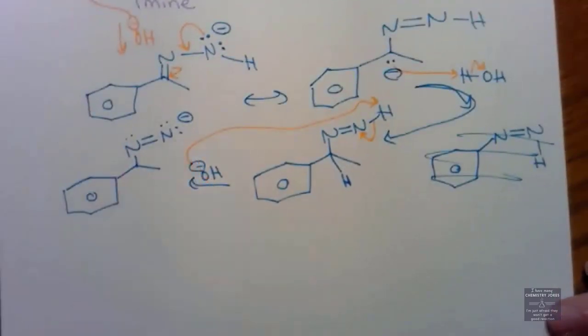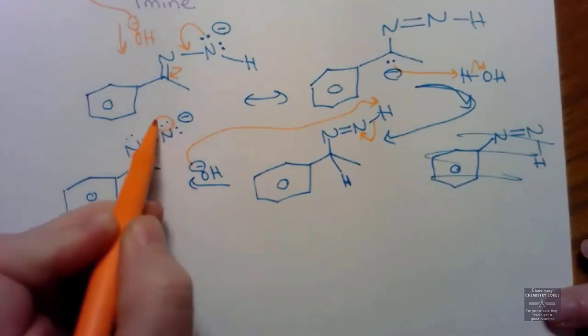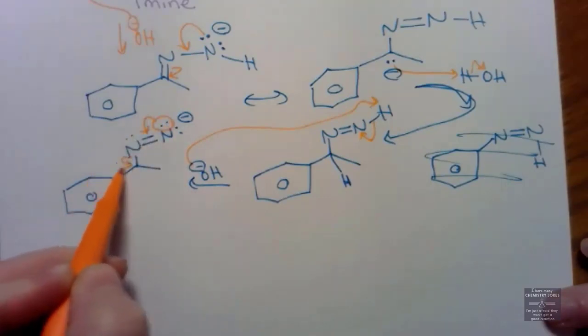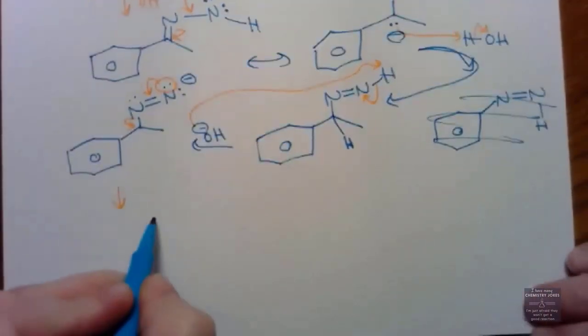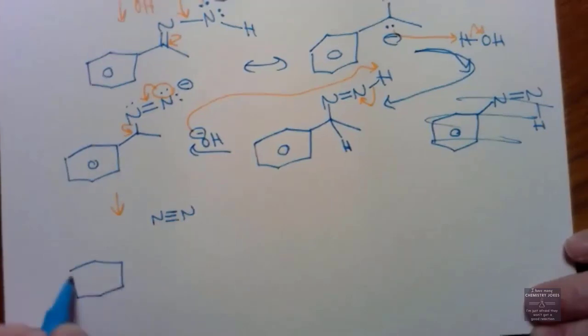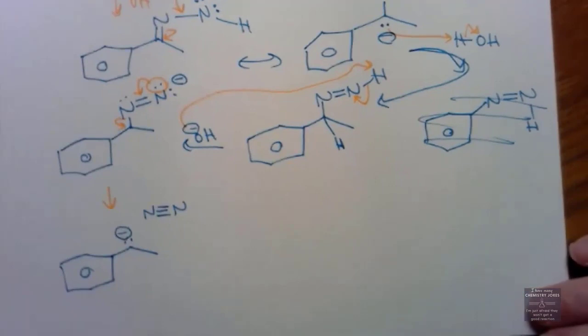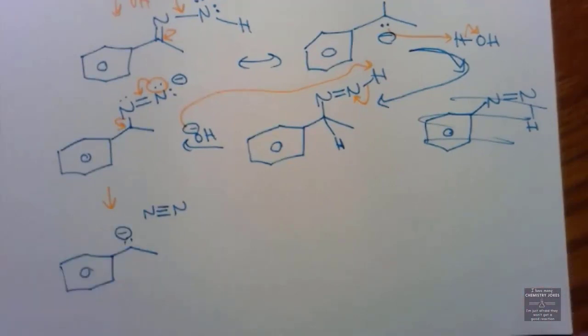Nitrogen with a minus, that's reasonable. But nitrogen with a triple bond is more reasonable. Let that nitrogen go as nitrogen gas. This is not resonance here. We broke a sigma bond in that reaction, not resonance.